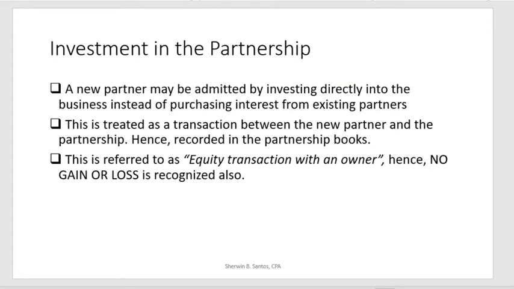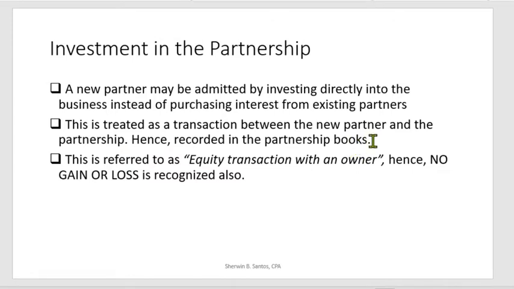Okay. What about when it is an investment in the partnership? So a new partner may be admitted by investing directly into the business instead of purchasing. So imbes na bumili sa existing partner, mag-i-invest na lang or magdadagdag ng investment. In effect, tataas ang net assets ng partnership. This is treated as a transaction between the new partner and the partnership. Since it is an investment, yung new partner, ang katransak niya ay ang partnership. Hence, dahil katransak mo ang partnership, it will be recorded in the books of the partnership.